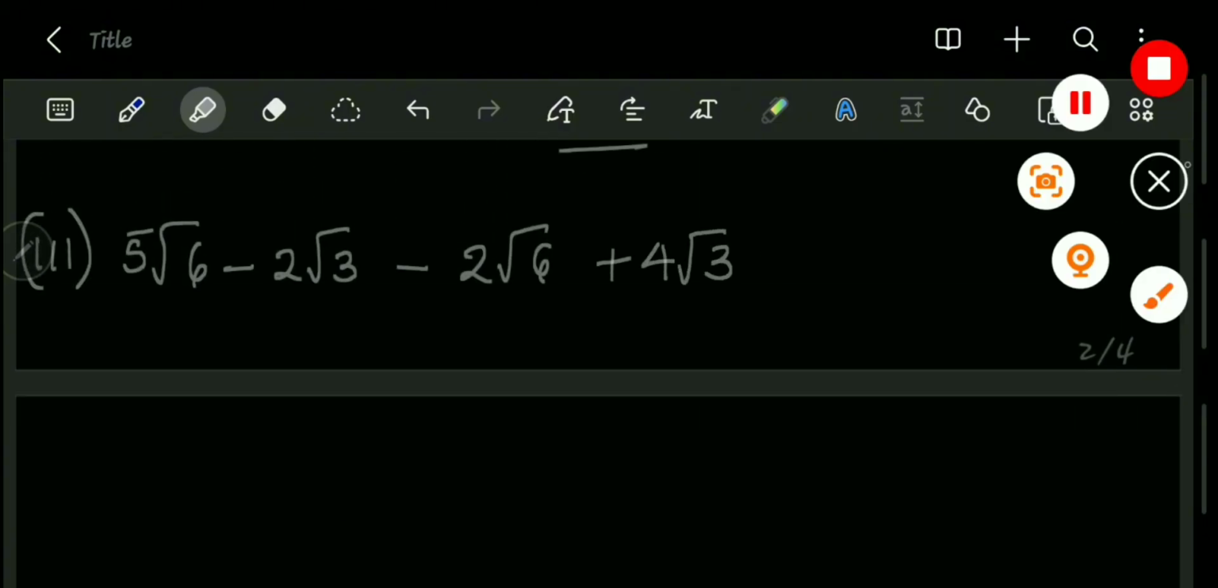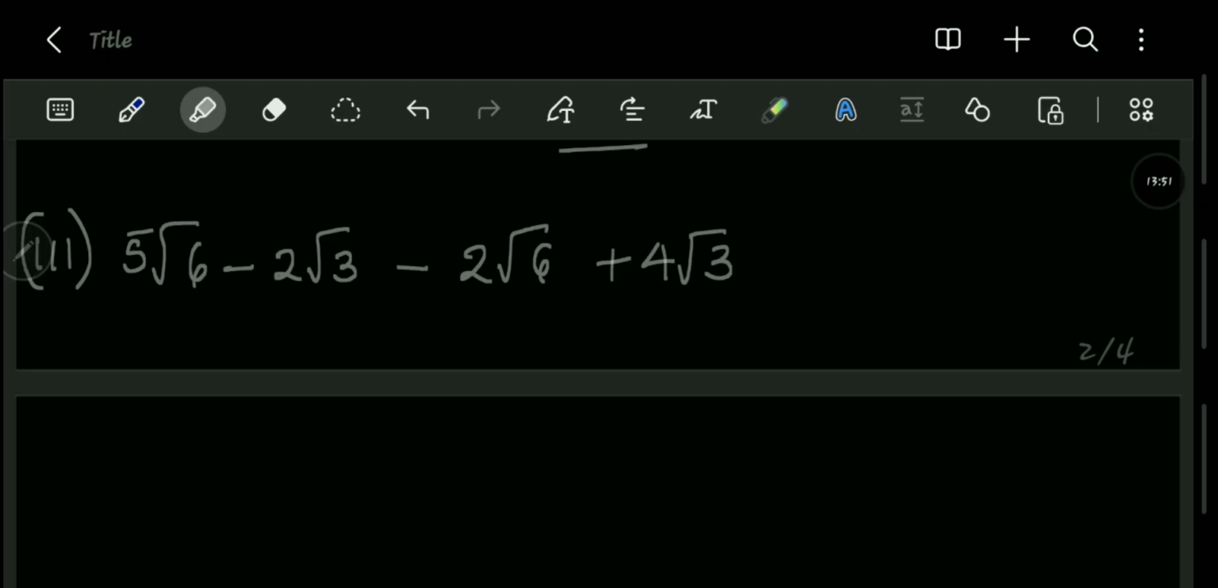In this case here, I'm working with the number under the root. There are no two numbers that multiply to give me 6, so I'm leaving this in this form, 5 surd 6, and I'm collecting like terms. This has surd 6 inside, and this also has surd 6, so I'm collecting this and this together. So I'm having 5 surd 6 minus 2 surd 6, then minus 2 surd 3, then plus 4 surd 3.